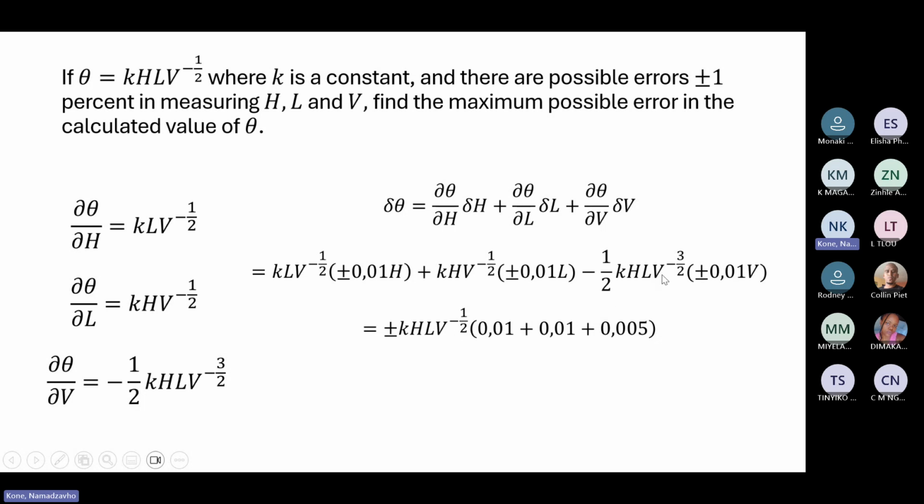But now we have v to the power of minus 3 over 2 divided by v to the power of minus half. Let's see what we get. What we get will be v to the power of minus 3 over 2 minus half. It will become plus half. So then what is minus 3 over 2 plus half? It will be minus 2 over 2, which is 1.